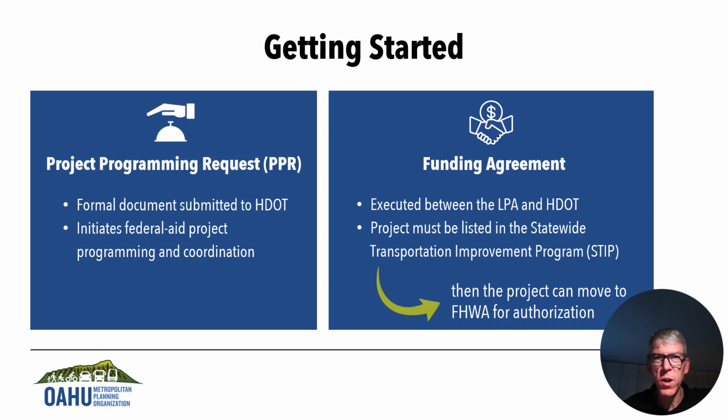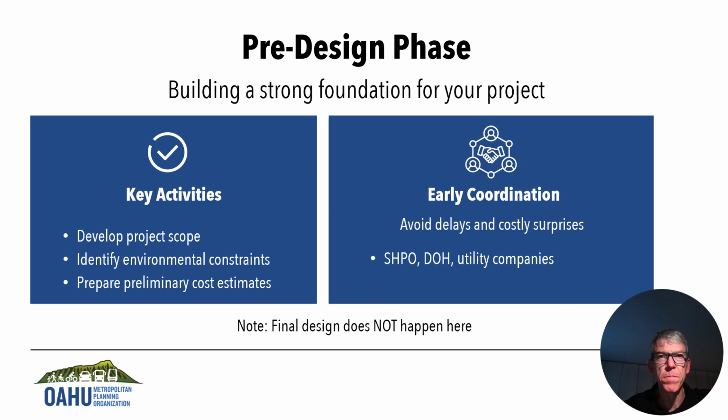We begin with one of the most important first steps, the Project Programming Request, or PPR. This is the formal document submitted to HDOT to kick off federal aid project programming and begin coordination. But before any federal funds can actually be used, there's another critical requirement, establishing the funding agreement. This agreement must be executed between the local public agency and HDOT before funds can be obligated. And we learned every federal aid project must be listed in the Statewide Transportation Improvement Program, or STIP, before it can move forward to FHWA for authorization.